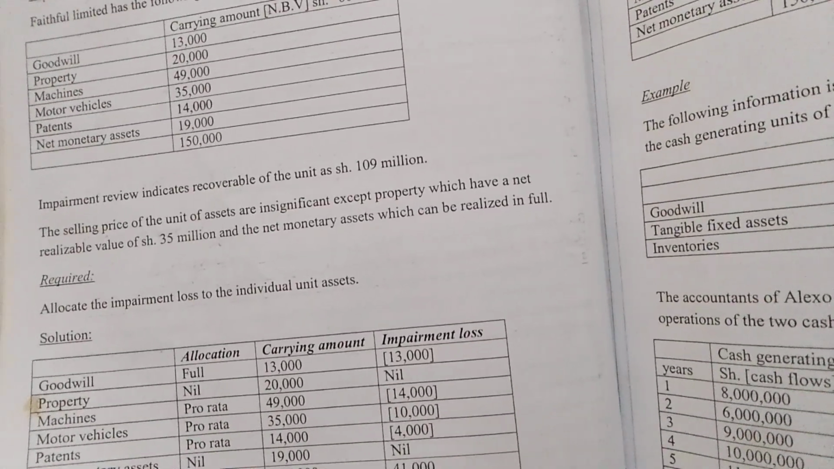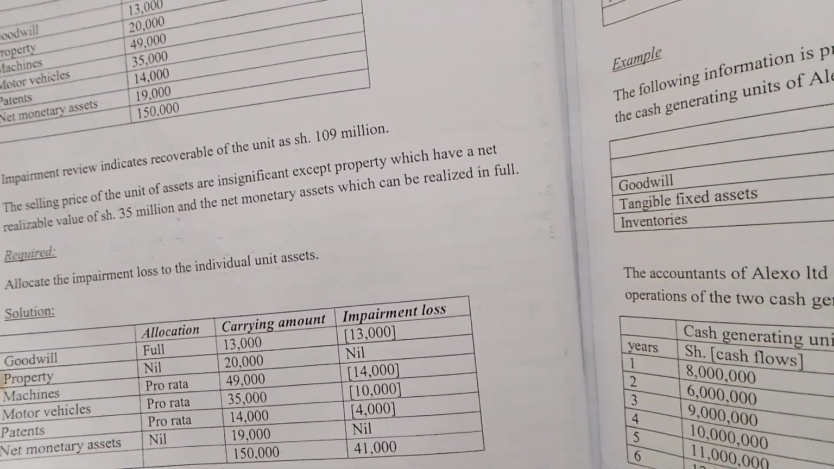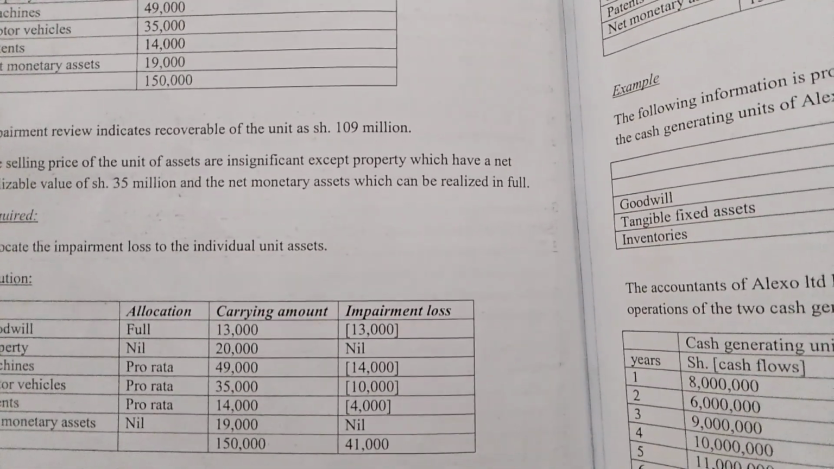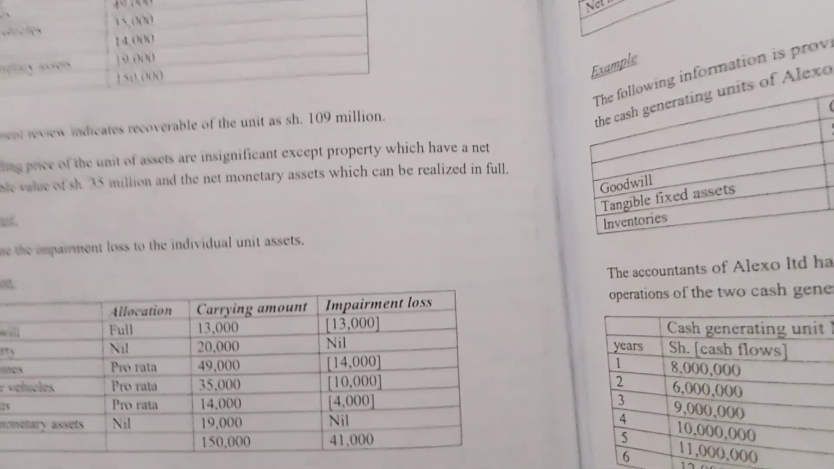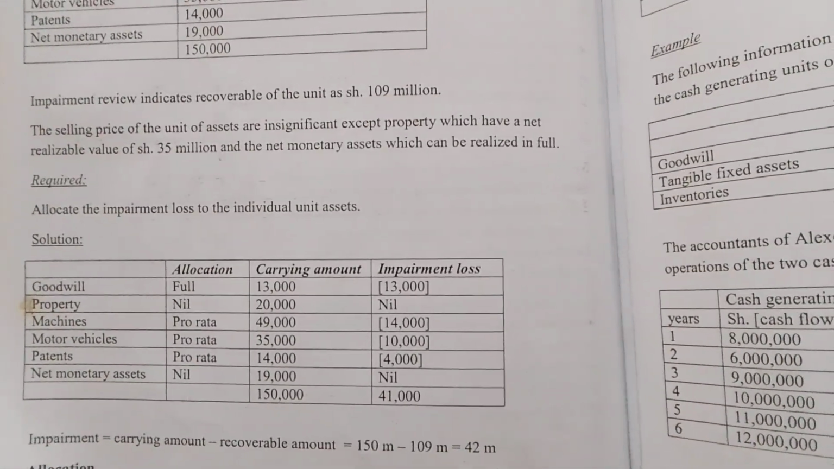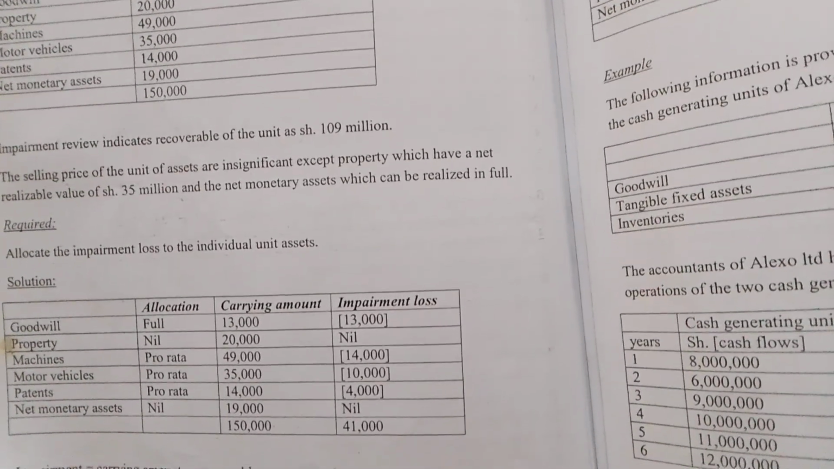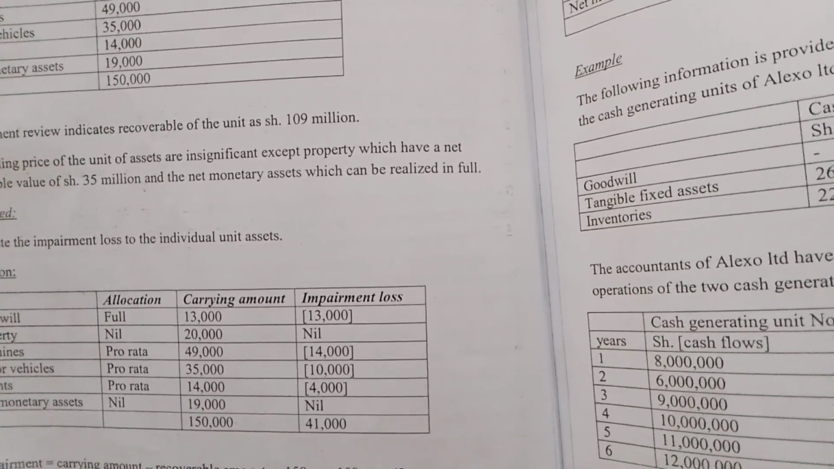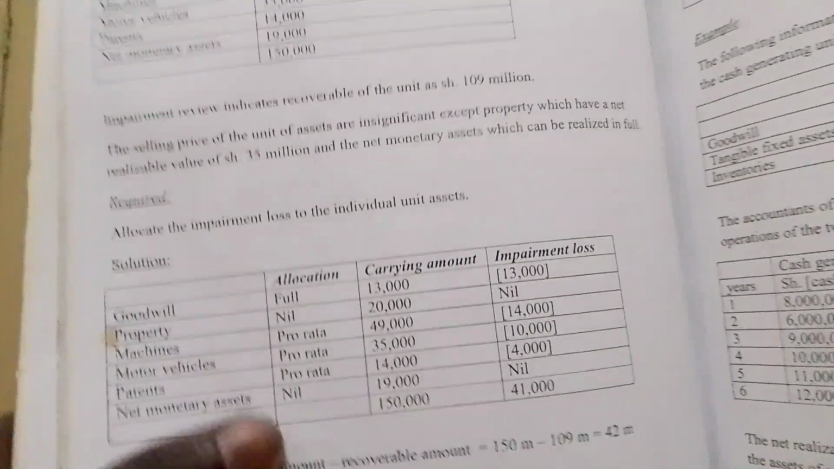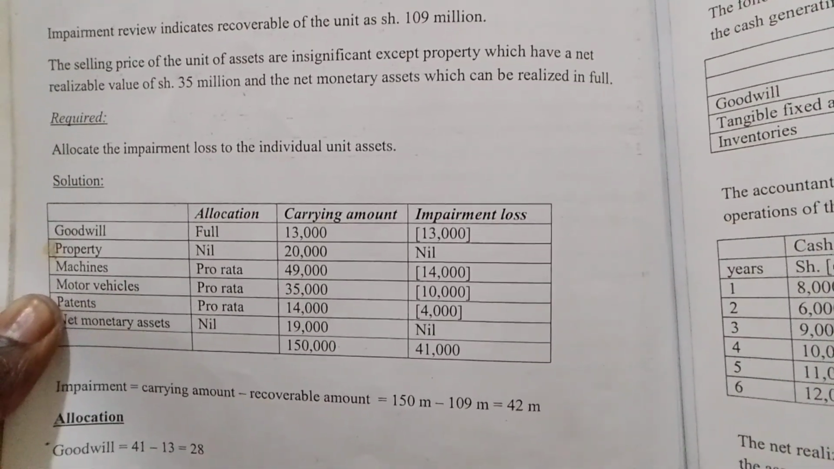Impairment review indicates a recoverable amount of the unit of shillings 109 million. The selling prices of the unit of assets are insignificant except property, which has a net realizable value of shillings 35 million, and the net monetary assets, which can be realized in full. Required: allocate the impairment loss to the individual assets.